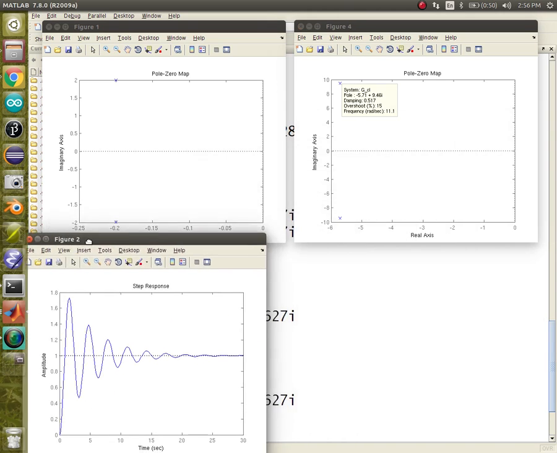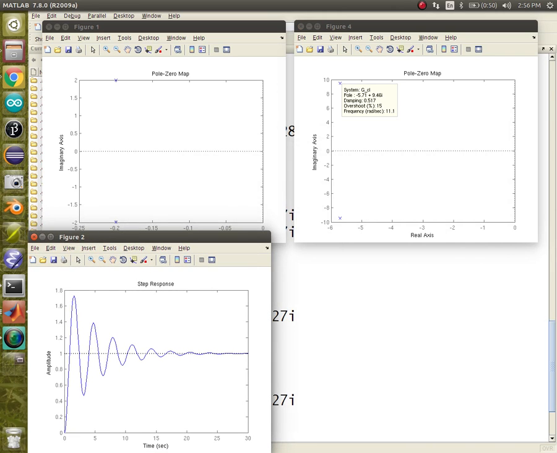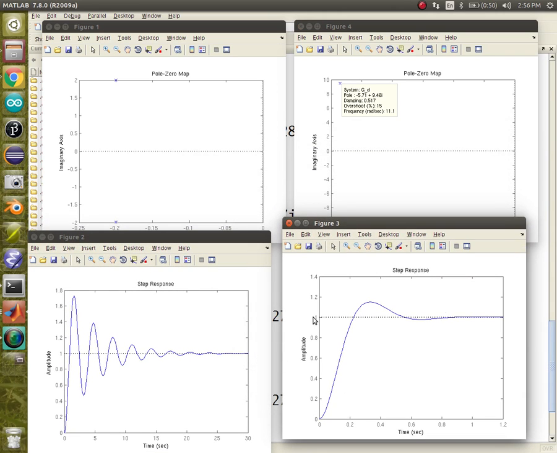And then the biggest kicker is this one versus my closed loop system. And this looks way better. I mean, the open loop takes 20 seconds to settle. This only takes 0.7 seconds to settle, and there's only 15% overshoot.